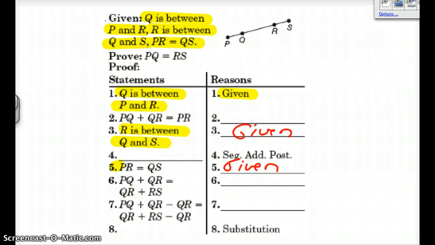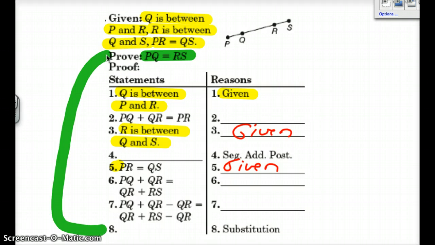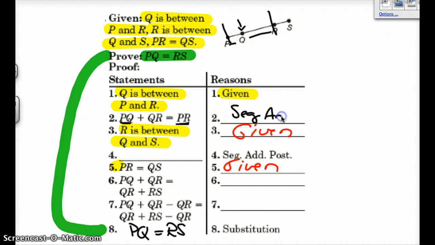Then what I would do if I was writing the proof is I would go all the way to the bottom and write down the last thing I want to say, which is PQ equals RS. So I need that in A. Okay, now let's go back up to the top. If Q is between P and R, then I can take the two pieces, PQ and QR, and add them to get PR. When you add two segments together to get the full segment, that's called the segment addition postulate.